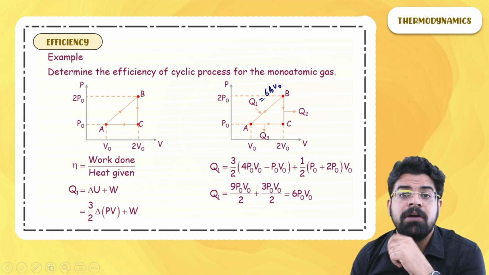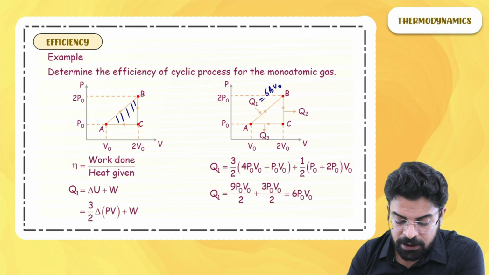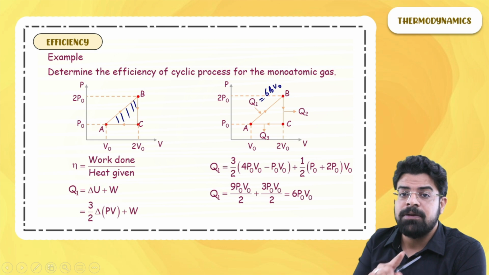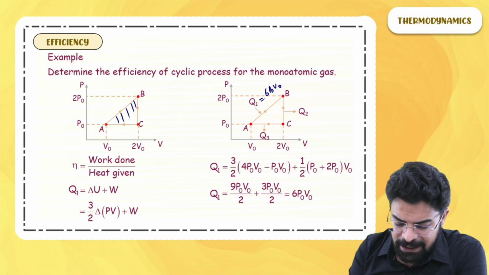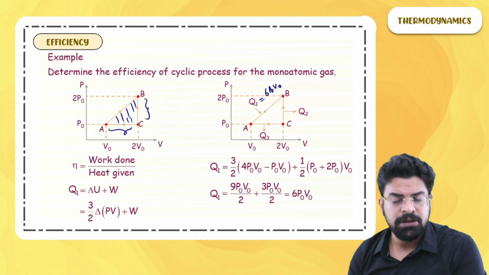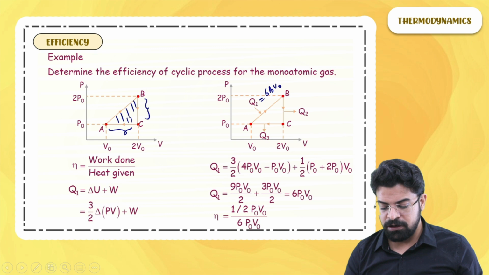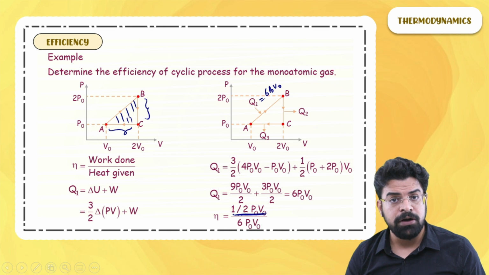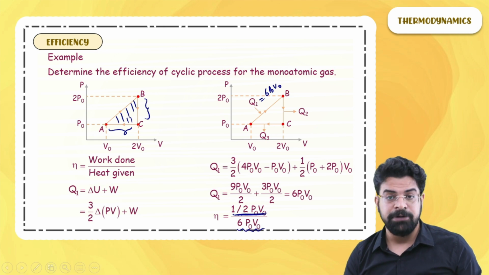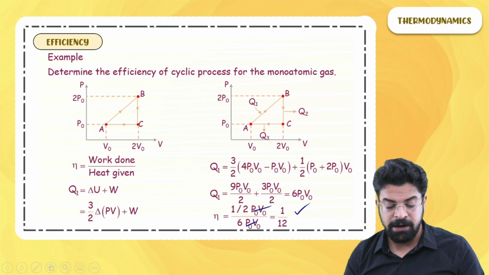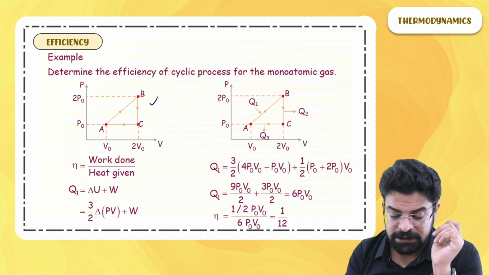Efficiency is work done upon heat given. So how to find work done? Work done will be nothing but the area enclosed by this cyclic process. Since on the PV graph this is a clockwise cyclic process, the work done has to be positive. And the area of this triangle is easy to find: half into base into height. So you will say efficiency equals work done upon heat given. That will be the area enclosed, half into P0 into V0, upon the heat given, 6 P0 V0. So if you cancel out P0 V0, efficiency comes out to be 1 by 2 divided by 6, which is nothing but 1 by 12. So the efficiency of this cyclic process is 1 by 12.